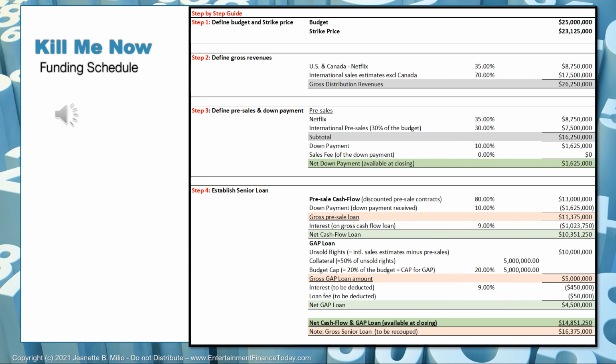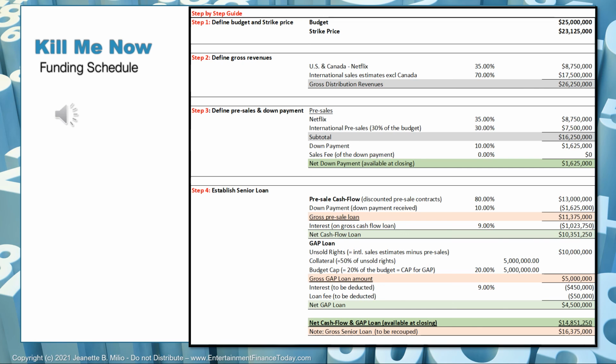So let's take a look at the bank loan. The pre-sale loan is going to be discounted to 80%. So that would basically be 80% of $16,250,000, and that is $13 million. The bank recognizes that we already received a 10% down payment and therefore deducts the 10%, which is $1,625,000, from the loan amount, leaving us with $11,375,000.